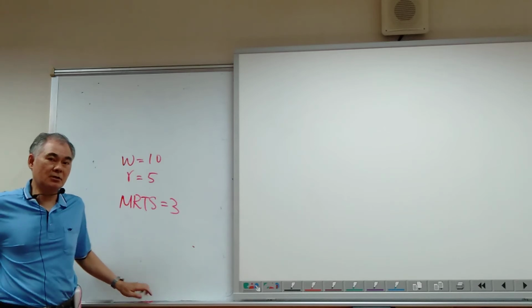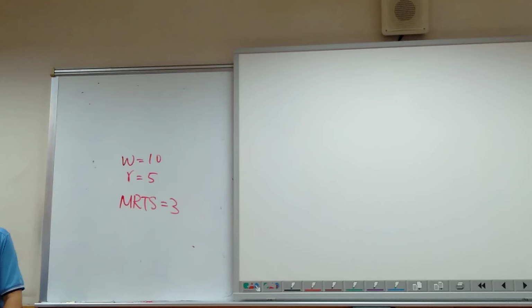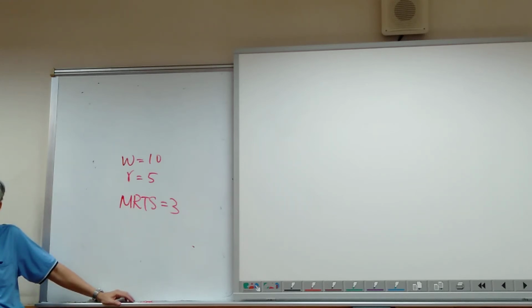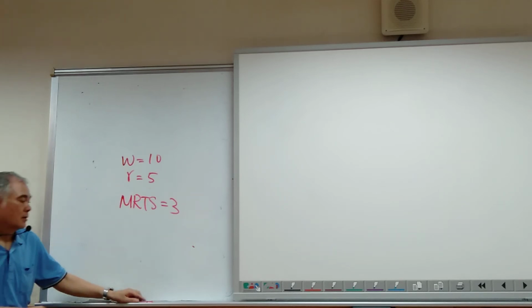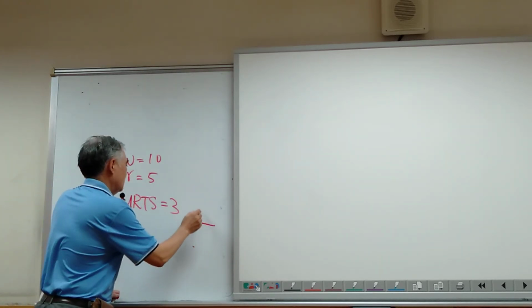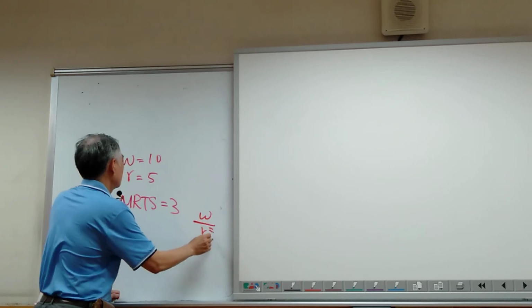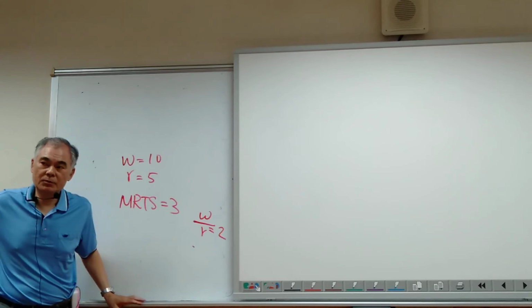So this question is very exact. Is the firm maximizing profit? No. So what should the firm do? Use more capital, use more labor. So MRTS is equal to 3, and W over R is equal to 2. So what should the firm do?